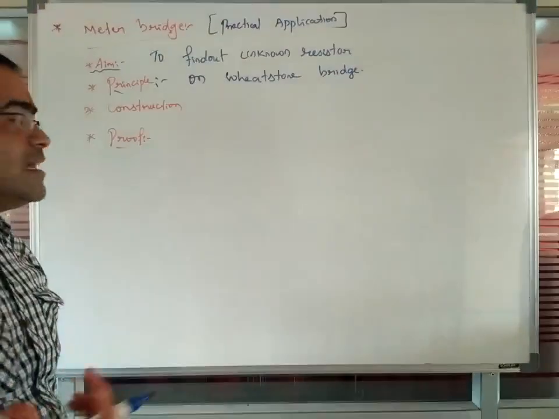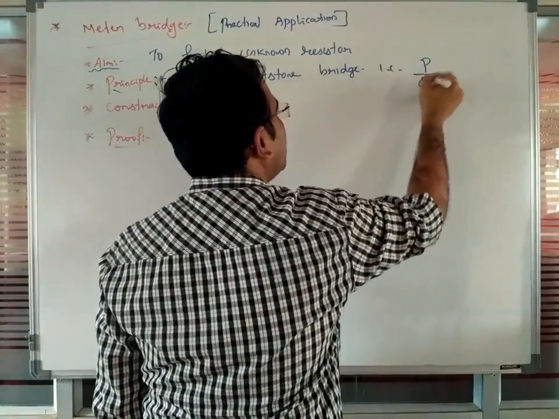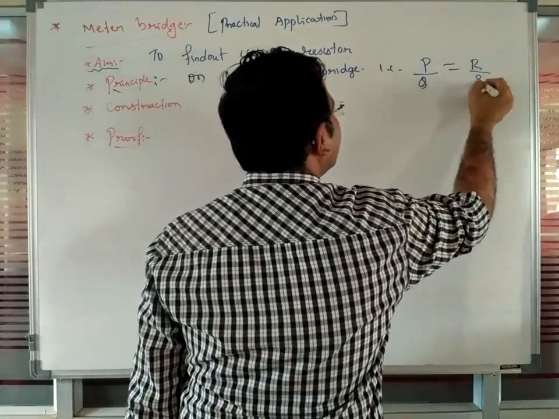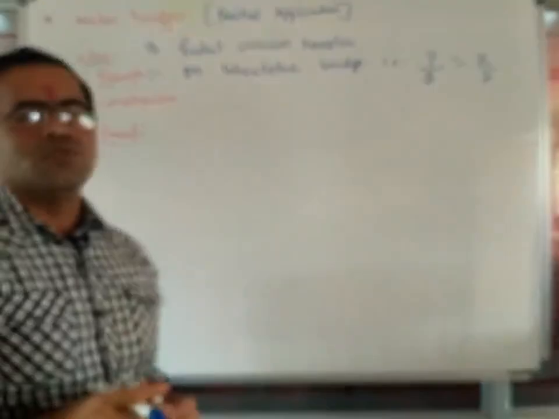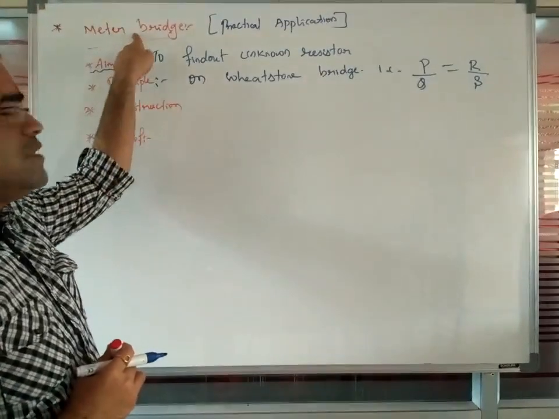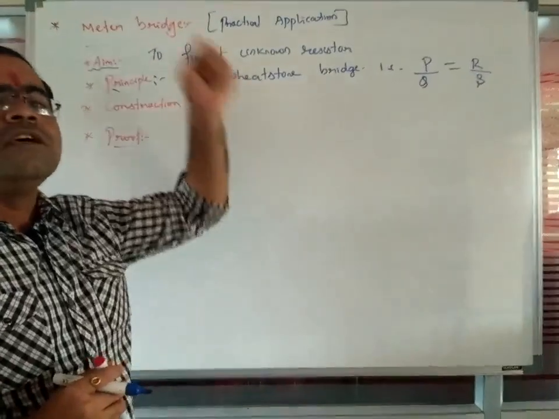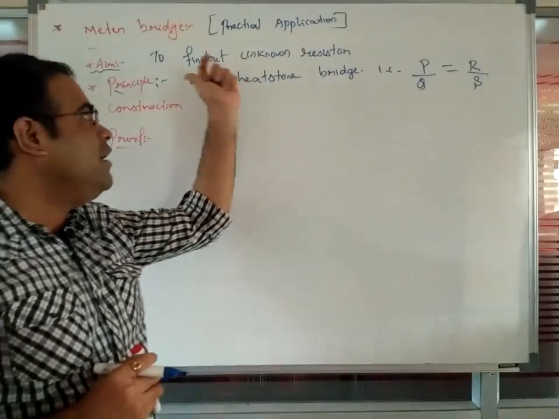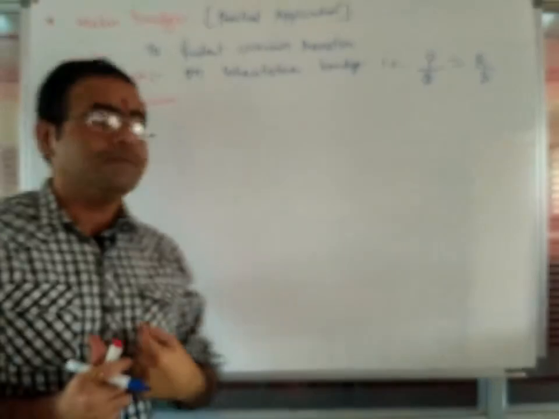So it works on the balancing condition that is given by P divided by Q is equal to R divided by S. So what is the purpose of using a meter bridge? It is a practical application of the Wheatstone bridge where you are going to identify the unknown resistance of a given resistor.